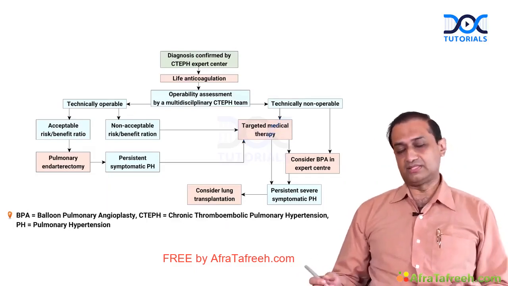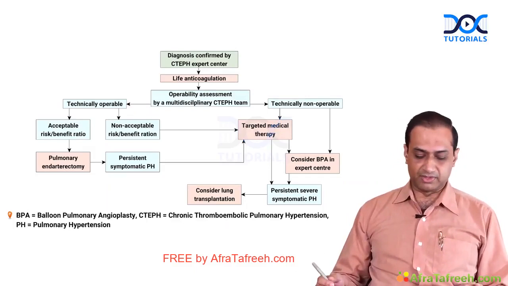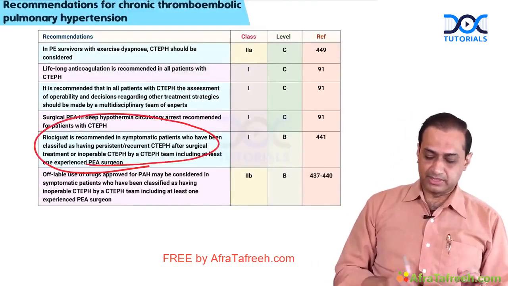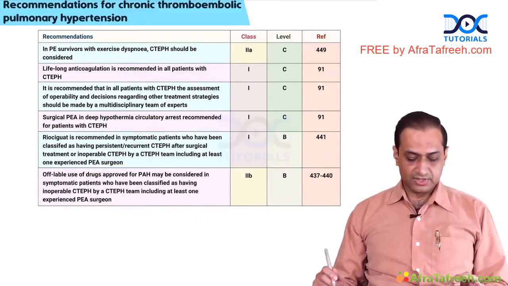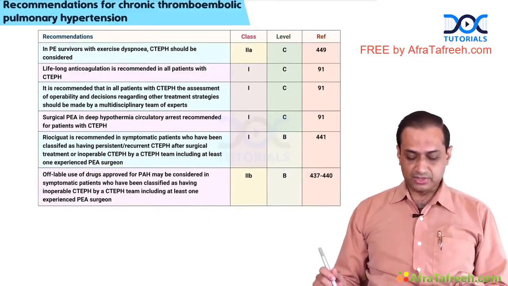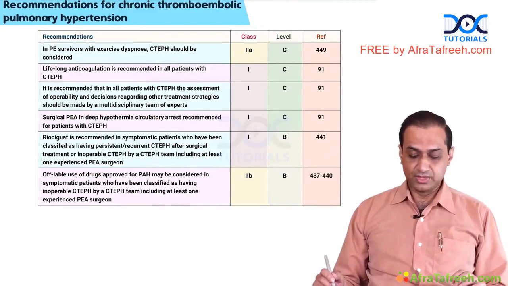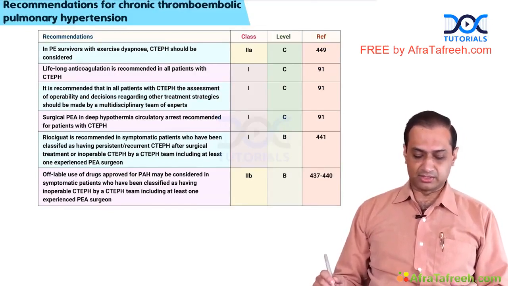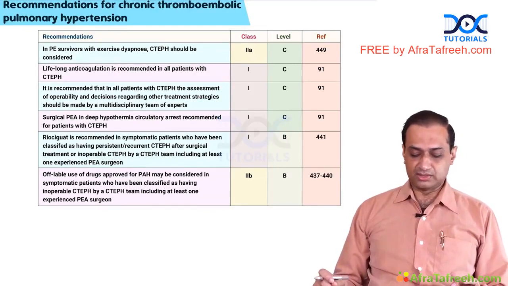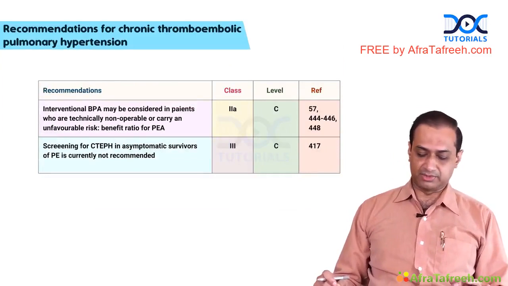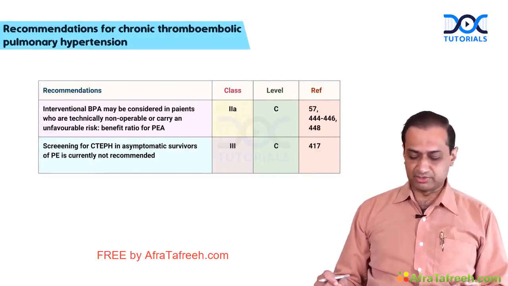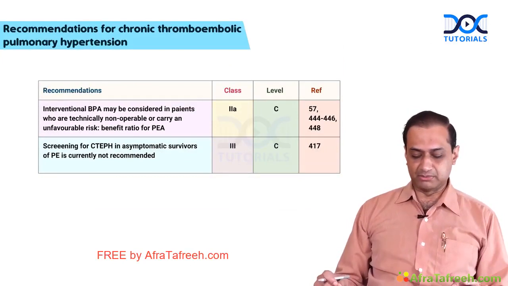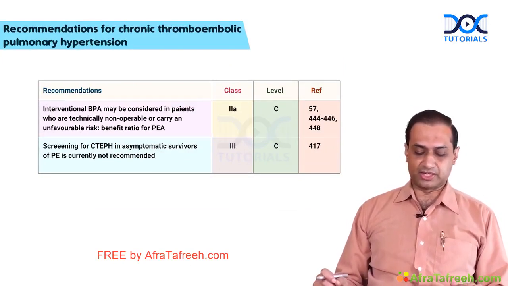In persistent PH, as I said, you can also use riociguat as the preferred line of treatment. So, riociguat is recommended in symptomatic patients of CTEPH after surgery, or inoperable CTEPH patients, assessed by at least one experienced PEA surgeon. Again, in PE survivors, CTEPH may be considered if they have dyspnea, lifelong anticoagulation is recommended, and deep hypothermic circulatory arrest is preferred. Off-label use of PH therapies is class 2B only. You can do balloon angioplasty of the pulmonary artery in non-operable cases with unfavorable risk for surgery. Screening for CTEPH in asymptomatic survivors of PE, however, is not recommended.